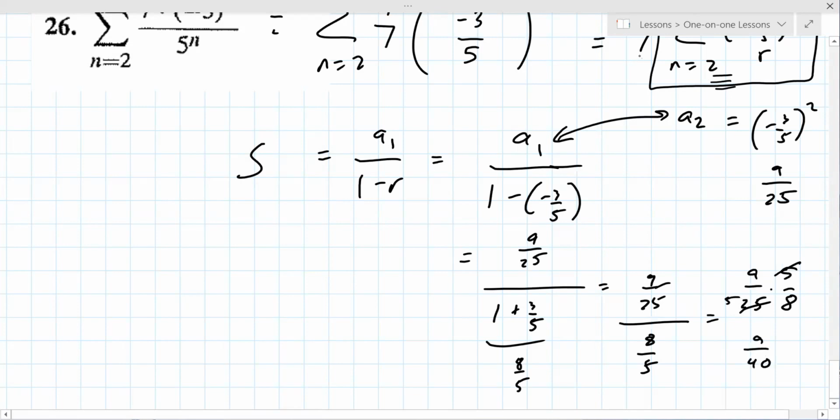But then you have to remember to multiply by that 7. So it would be 7 over 1 times 9 over 40. Can you cross multiply? Yeah, so 7 times 9 over 40 is 63 over 40. And that's the sum.